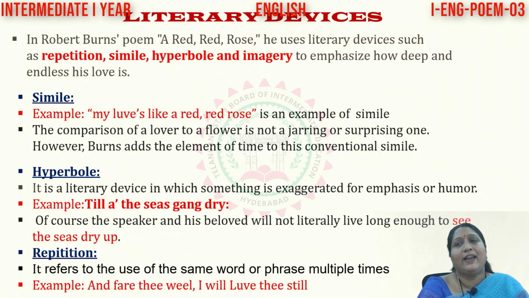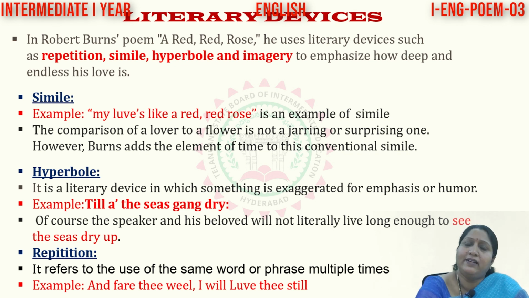Now let's take a look at the literary devices used in this particular poem. In this poem, the poet has used some literary devices. Let us see what they are now. So in this particular poem, as we have already discussed, it's a lyrical poem, and a lyrical poem will have repetition, simile, hyperbole, and imagery. All these are also used in this particular poem. So you know what a simile is.